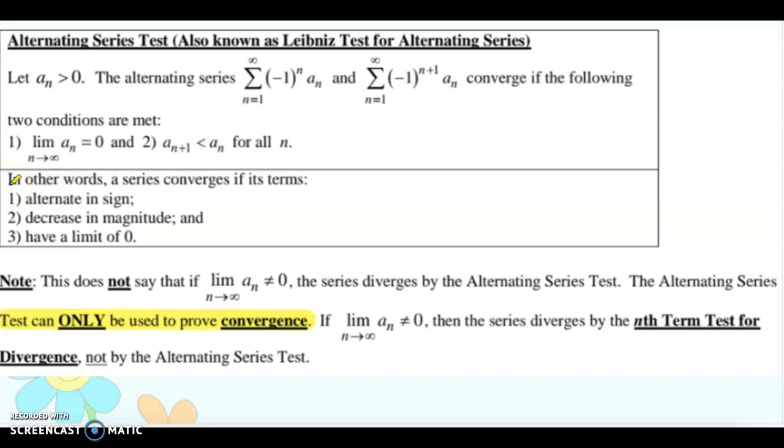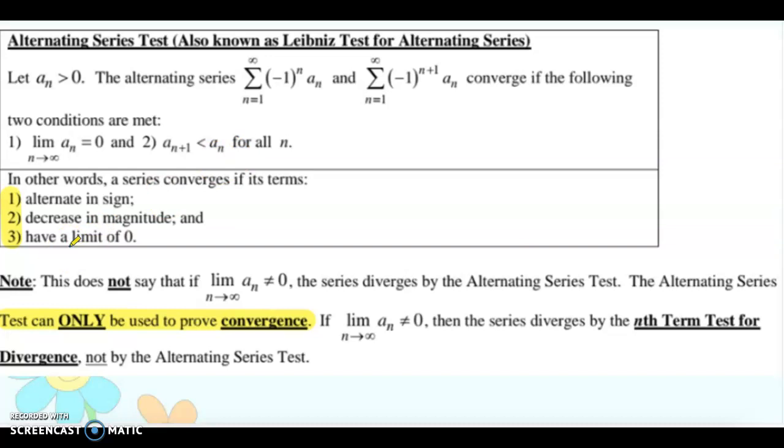And thinking about this in terms of how you guys are going to have to represent this on the AP, being it's all free response, they are specifically going to be looking for these three things to happen if you'd like to prove with this test. 1, you've got to have alternating signs. 2, you've got to show it's decreasing in magnitude, and that's that part right up here. And 3, the limit as n goes to infinity is equal to 0.